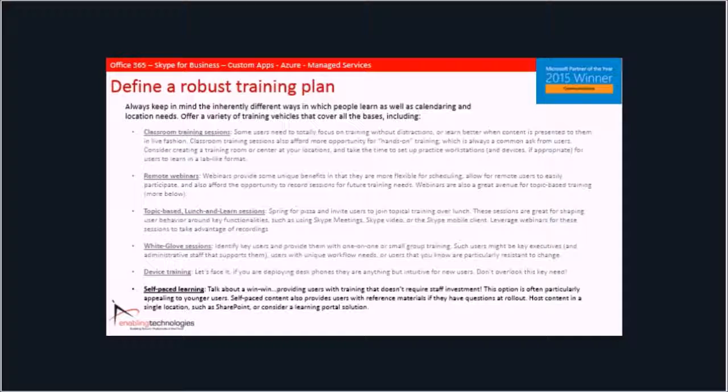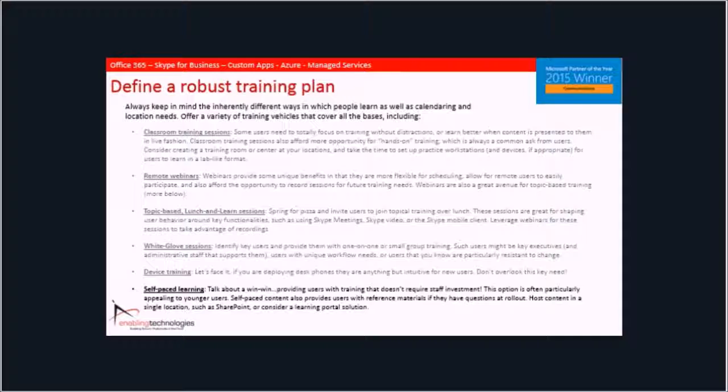The key with a training plan is it's the ABCs of learning, things that we probably all learned years ago in Psych 101. Everybody learns differently. Some people have to read it. Some people need to touch it and play with it. Some people love a classroom training. Me personally, I would hate to go to a classroom training. Give it to me in a webinar. Different strokes.